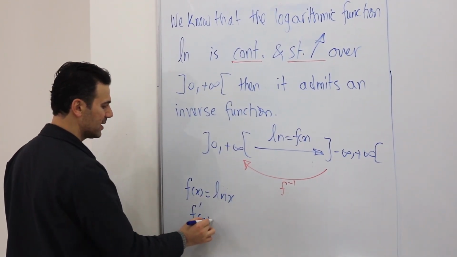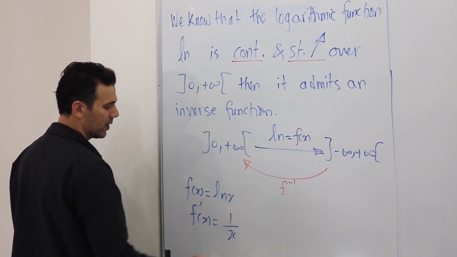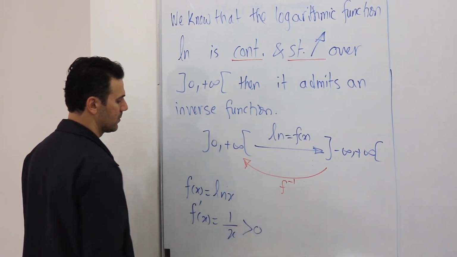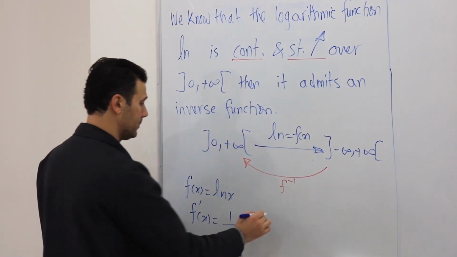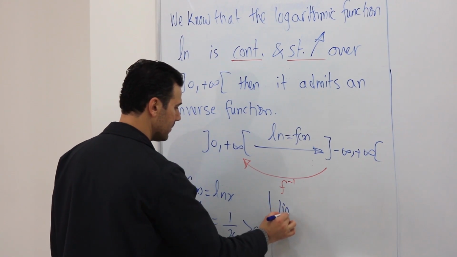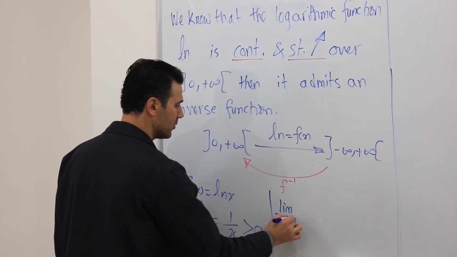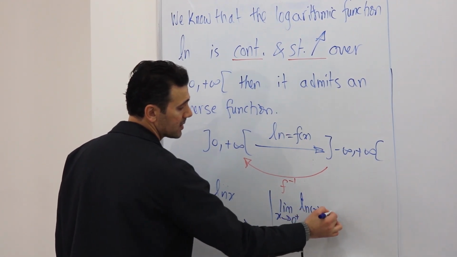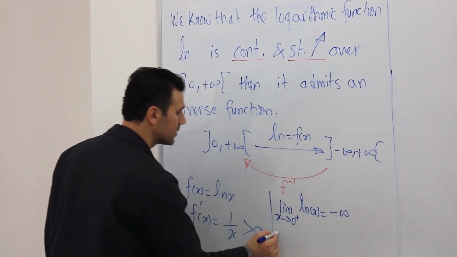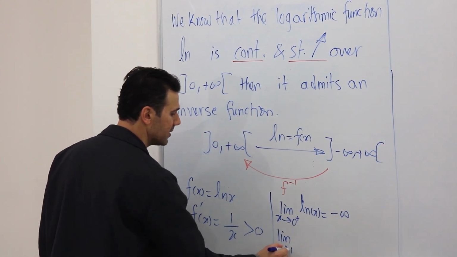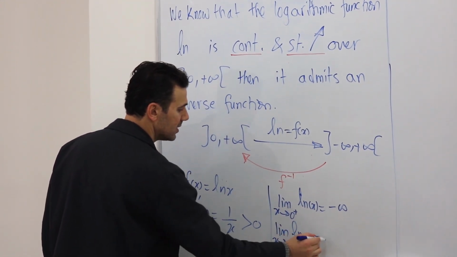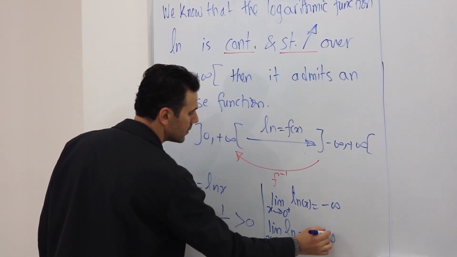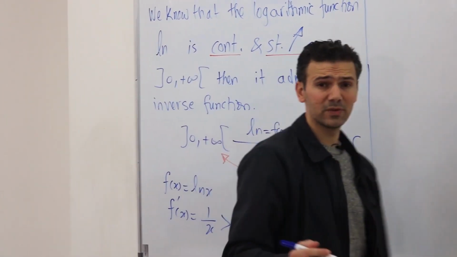F prime of x, as you know, will be 1 over x, and as x is always positive, then this will be always positive. Also, limit as x tends to 0 plus of ln of x is minus infinity, and also limit as x tends to plus infinity of ln x is also plus infinity. What can you deduce from this?